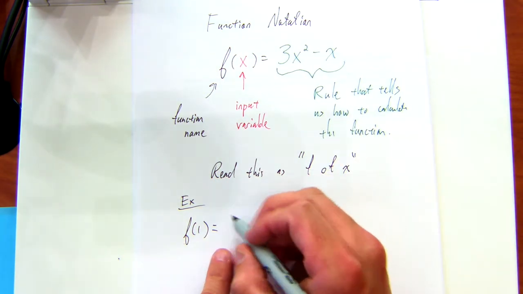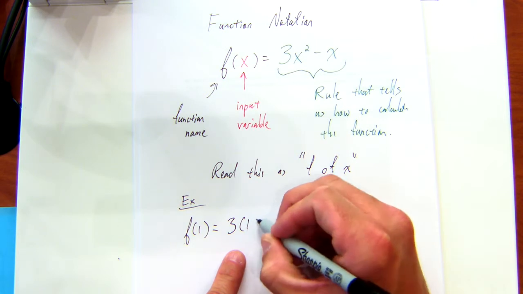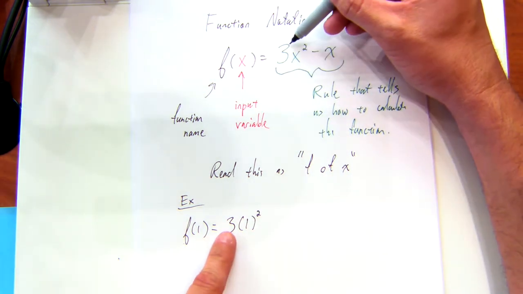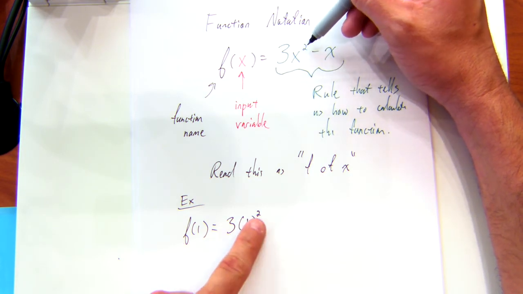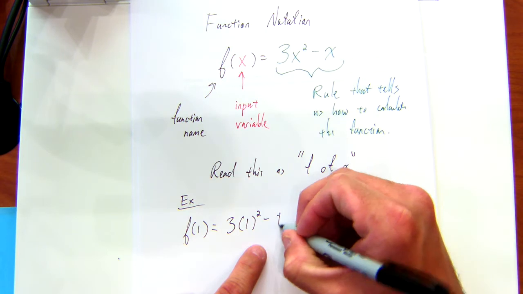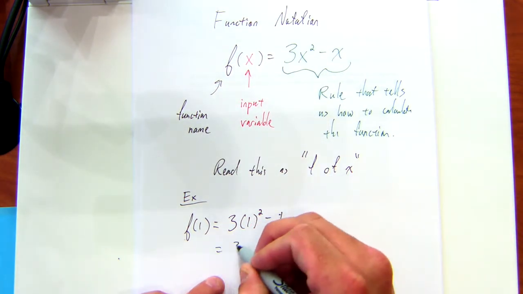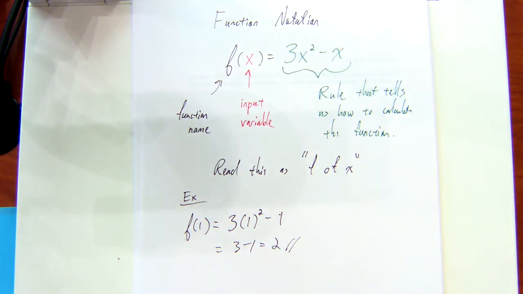So we want to be careful. We'll start off with an easy one. 3 times 1 squared. I'm coming from my rule. This 3 is from my rule. This x becomes a 1. This x is squared. And then it's going to be a minus a 1. Now just calculate it out. This is 3 minus 1, which is 2.